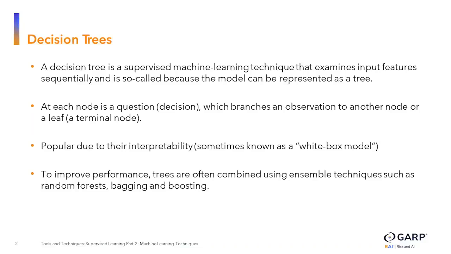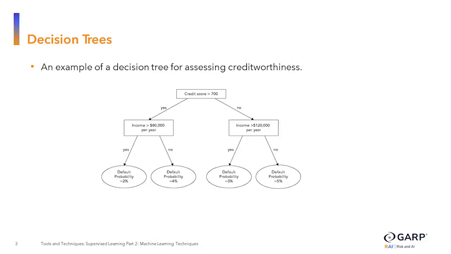A decision tree is a supervised machine learning technique that examines input features sequentially and is so called because the model can be represented as a tree. I'm going to show you a chart of this on the next slide, which will explain it. So here's what a decision tree looks like.